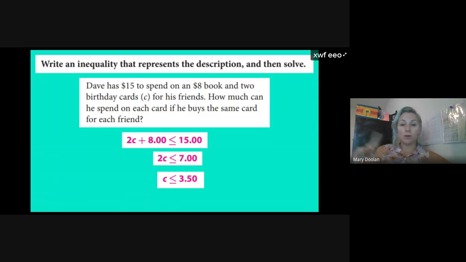I didn't have to worry about flipping my sign around. The only difference between equations and inequalities when you solve them is that with inequalities, if you multiply or divide by a negative, you have to flip your sign.